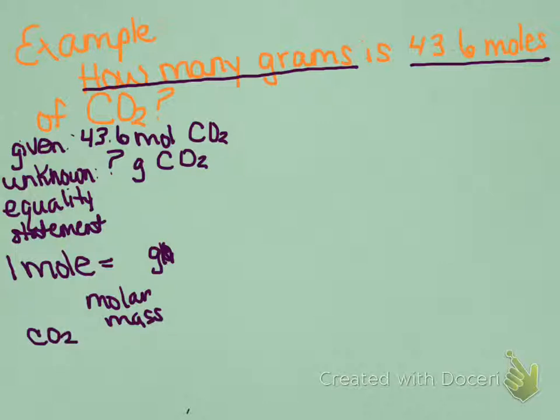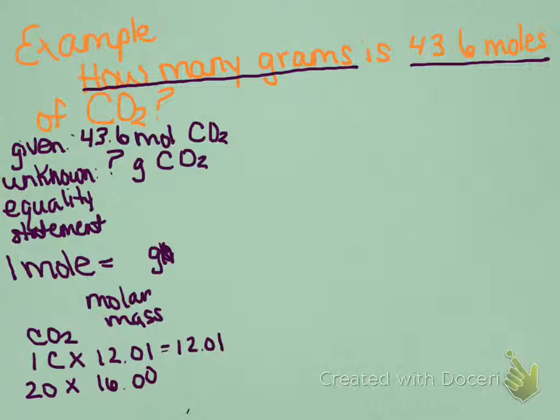I've got carbon dioxide. So I've got one carbon atom. And if you look at your periodic table, a carbon atom has a mass of 12.01. Then I've got two oxygen atoms. Oxygen atoms have a mass of 16 apiece. So I've got 12.01 plus 2 times 16 is 32. So that is 44.01 grams. So now I have my molar mass of carbon dioxide.